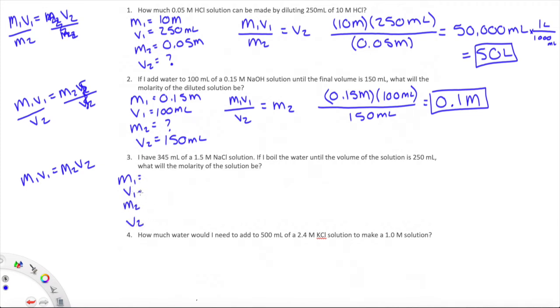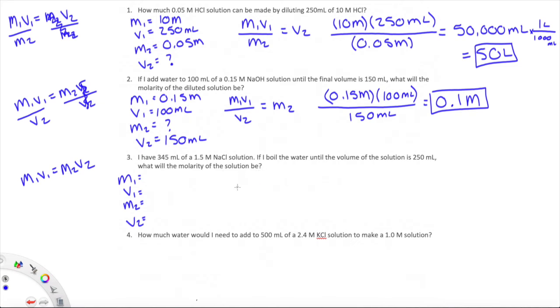All right. Now I'm ready to read through my problem. I have 345 milliliters of a 1.5 molar sodium chloride solution. If I boil the water until the volume of the solution is 250 milliliters, what will the molarity of the solution be?